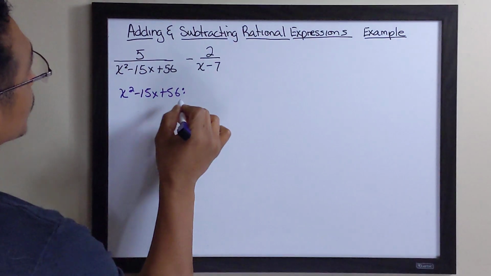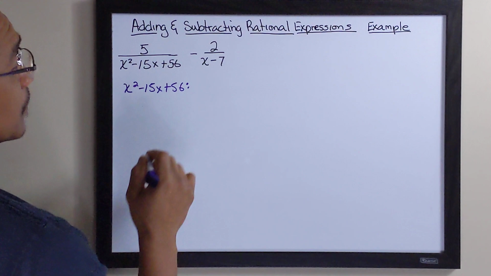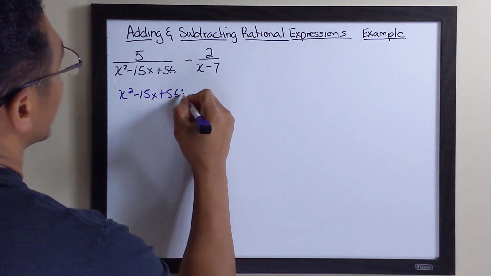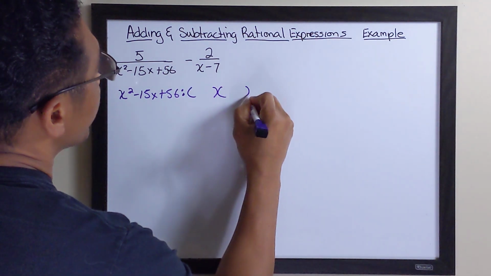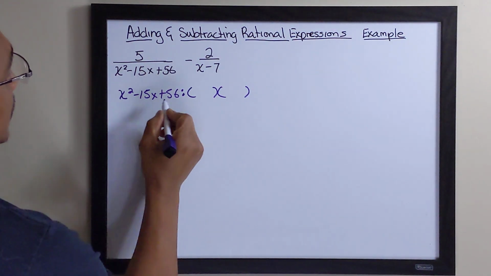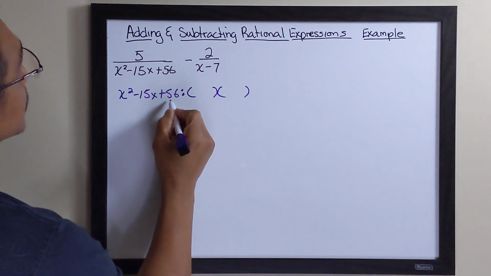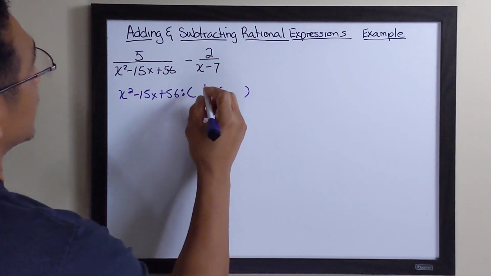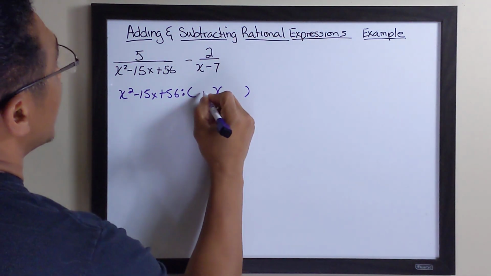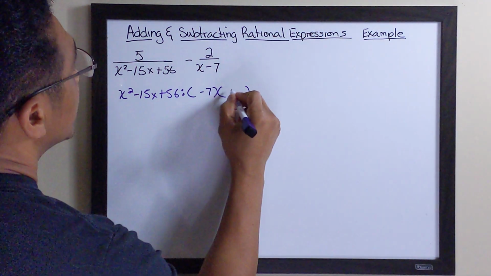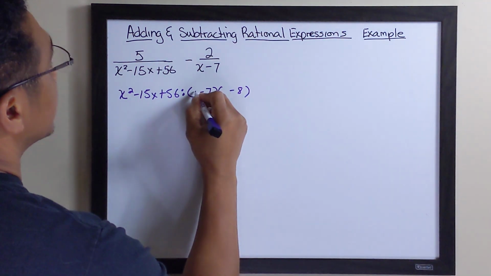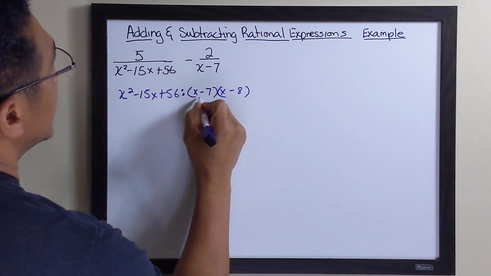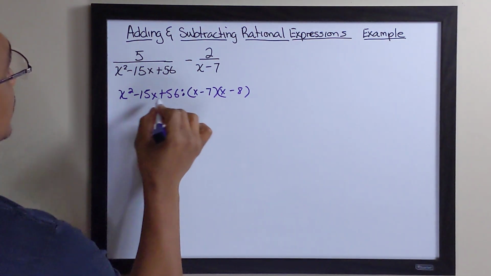To break this down into its factors, I'm going to use what's known as a equals 1 factoring, which is in another video. When I do that, I'm going to get two factors for this polynomial. I'm looking for two numbers that multiply to 56 and add to negative 15. Those two numbers are negative 7 and negative 8. So these are the factors of this polynomial broken down.